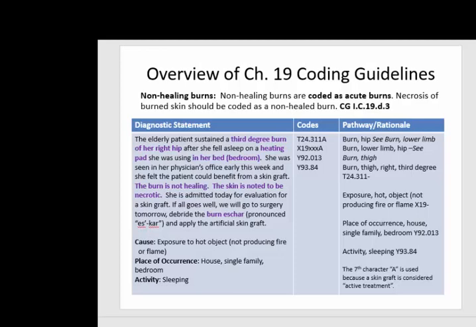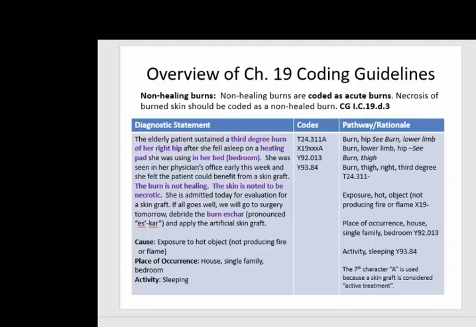an artificial skin graft. So we're going to code the burn of the hip as your principal diagnosis, because that's the non-healing burn. And you notice I've given you the pathway here on the right. You have to kind of jump around until you finally get to the right code to code it as a burn of the thigh, because that's how the alphabetical index directs us. Then you have 3 external cause codes. The X code is your agent of the burn, and that is the hot object, in this case, the heating pad. Then we have the 3 external cause codes.